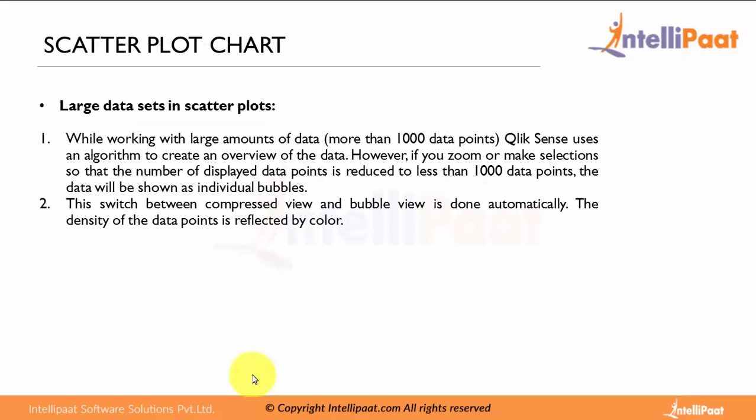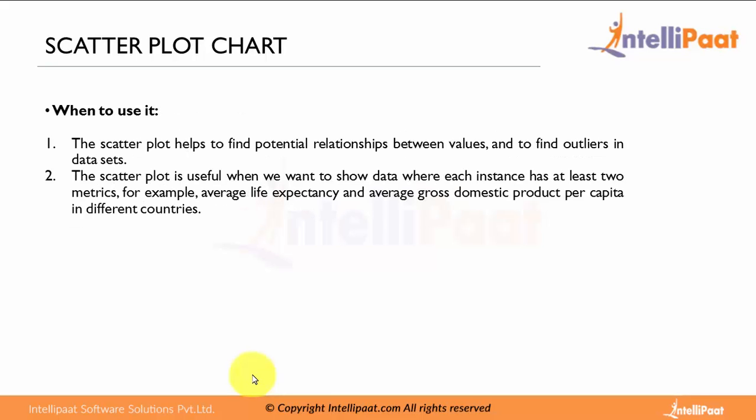When we work with larger data sets, with more than 1000 data points, Qlik uses an algorithm to create an overview of the data. However, if you zoom or make selections so that the number of displayed data points is reduced to less than 1000, the data will be shown as individual bubbles. This switch between the compressed view and bubble view is done automatically. The density of the data points is reflected by color.